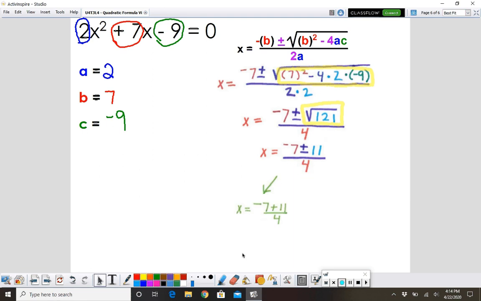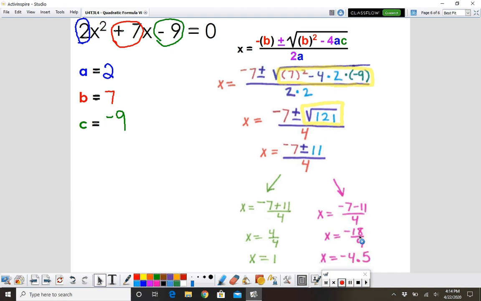Set up 2 problems. The plus 11, or your minus 11. So negative 7 plus 11, negative 7 minus 11. Negative 7 plus 11 is 4, and 4 divided by 4 is 1. Negative 7 minus 11 is negative 18. Negative 18 divided by 4 is negative 4.5.